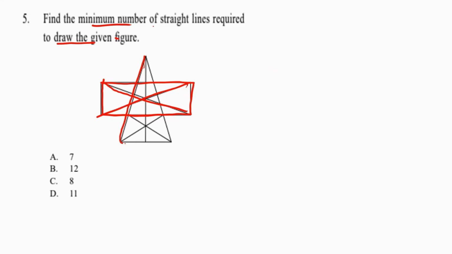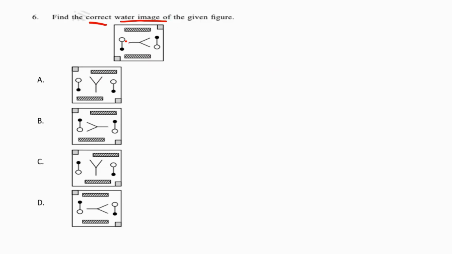Moving on to the next question, find the correct water image of the given figure. The correct water image is flipping upside down. So this should be firstly facing towards the right. This should be facing towards the right, which you find only in option D. So that's the answer.